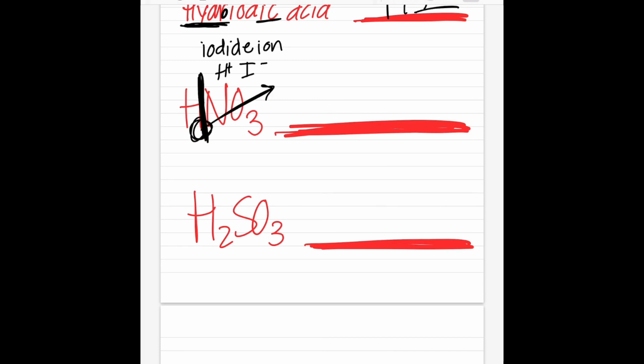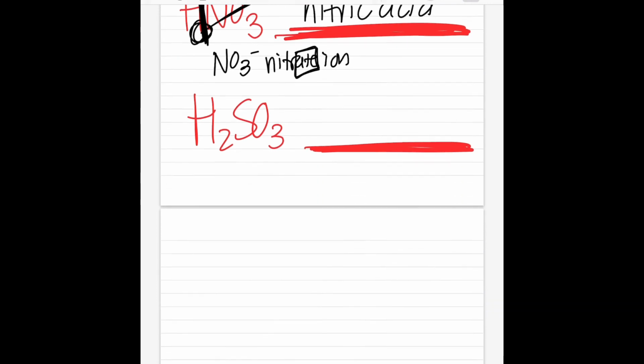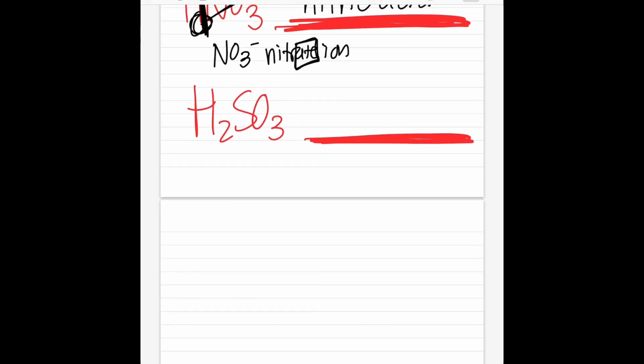Whatever's here, put it back up top. That is NO3 minus 1. That is called nitrate ion. ATE is rule number 3. So that rule number 3 is ic acid, so nitric acid. That's a very dangerous acid. I do not like dealing with that one. Take the H off. Whatever's here, put it back up there. SO3 2 minus.